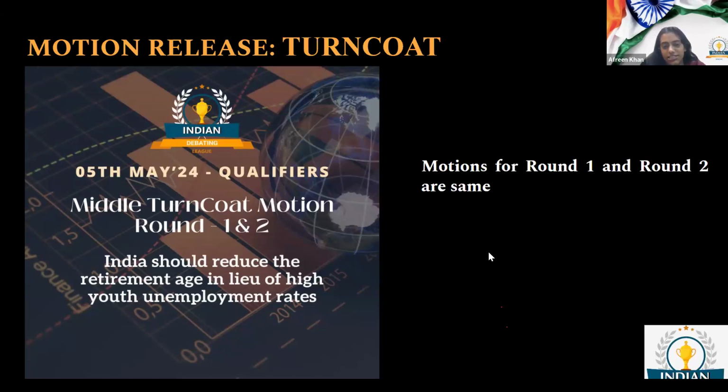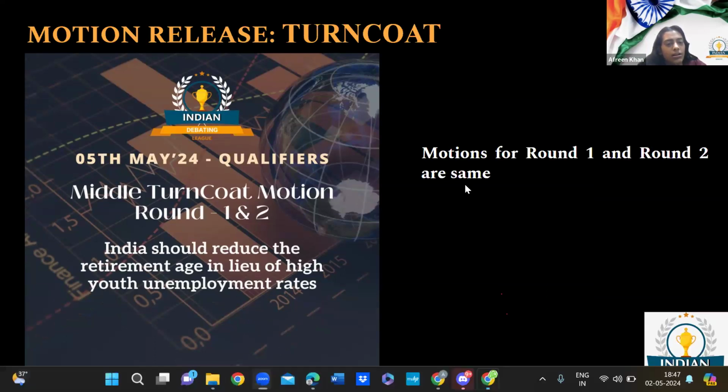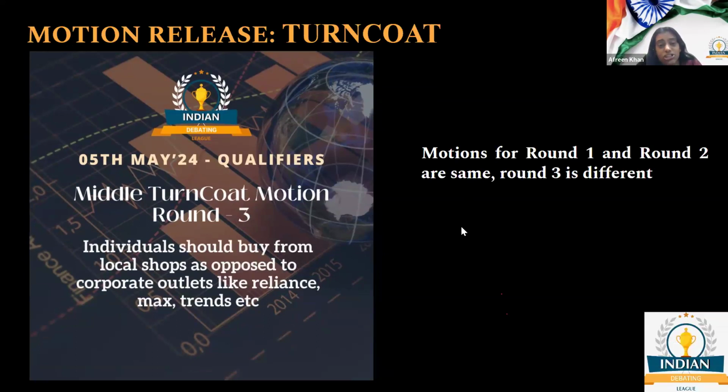Okay, let's go to the next topic then. The next topic is: individuals should buy from local shops as opposed to corporate outlets like Reliance, Max, Trends, etc. So this is the motion for round 3. When you're supporting the motion, you're saying that individuals should buy from local shops. And when you're opposing it, you're saying no, it's okay for individuals to buy from corporate outlets like Reliance, Max, and Trends as well.